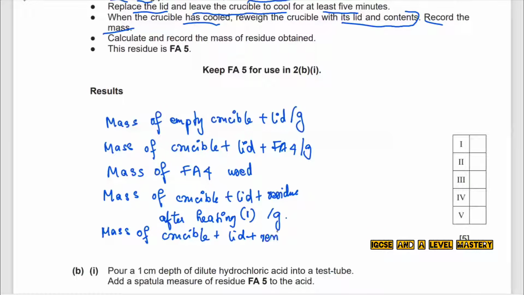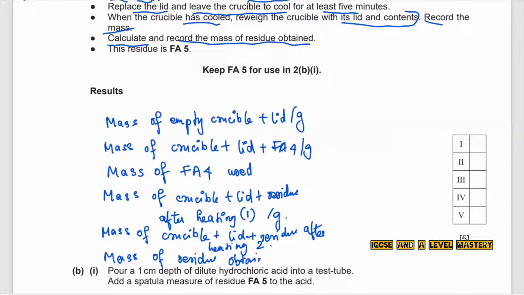after heating 2. And then they're asking us to calculate and record the mass of the residue obtained. So the last one will be mass of residue obtained. That is also in grams. All these are in grams. So we will make it into a tabular column.